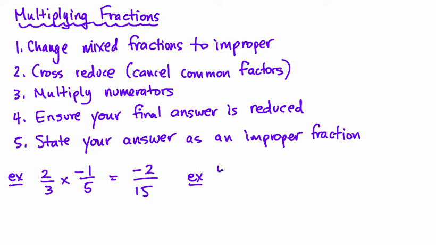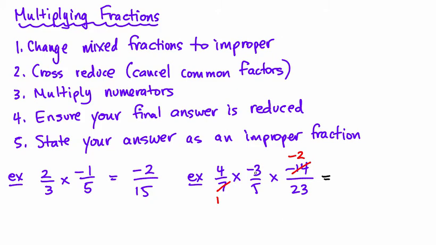If I have 4/7 times -3/5 times -14/23. So again, there's nothing to do with step 1, but now I do have some cross-reducing. I can cancel out, for instance, this 7 with a 7 in this 14, and nothing else will cancel with that 1, nothing cancels with the 5, there's no factors that cancel with 23, so I'm done step number 2, so I can go on to multiply numerators.